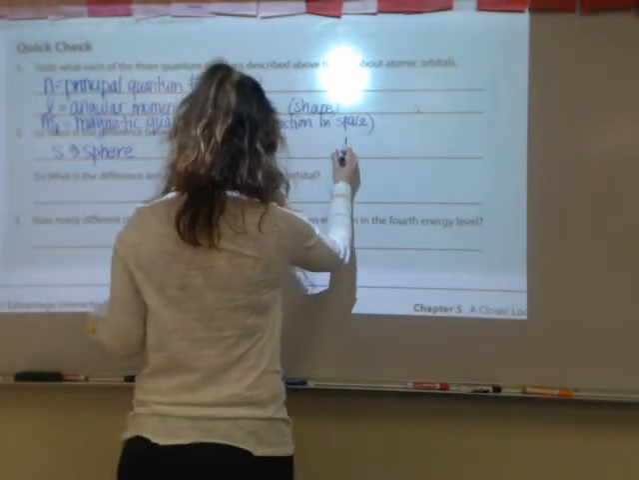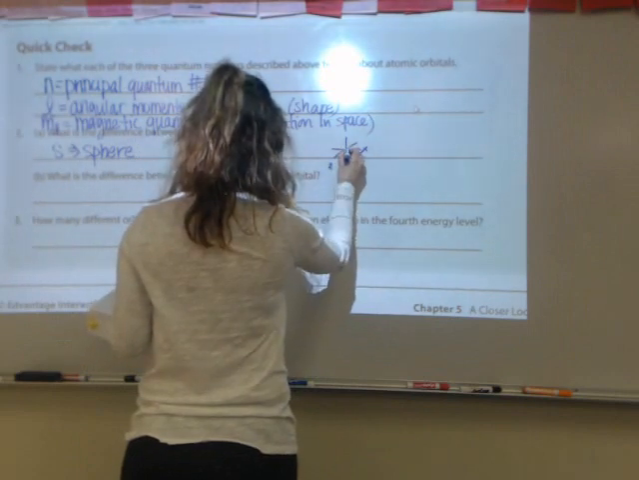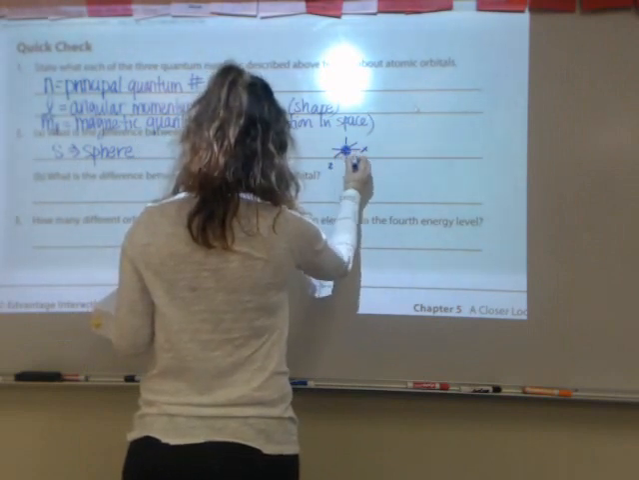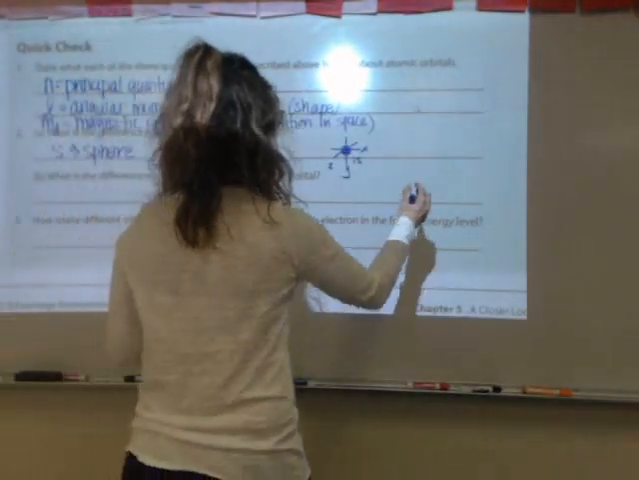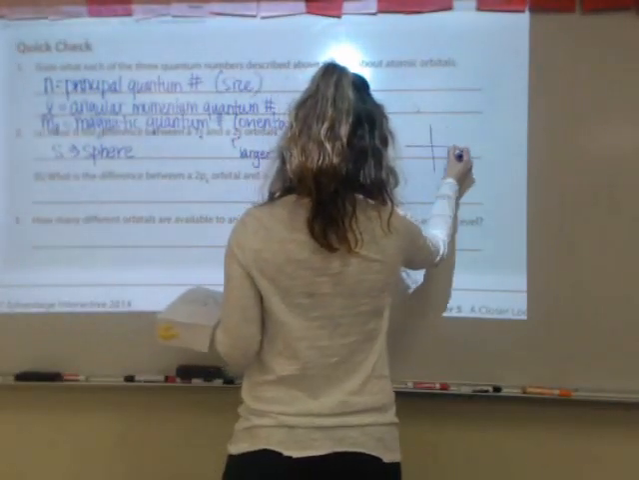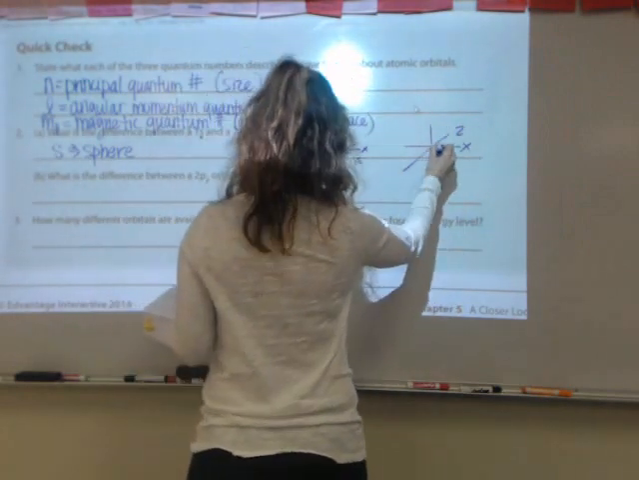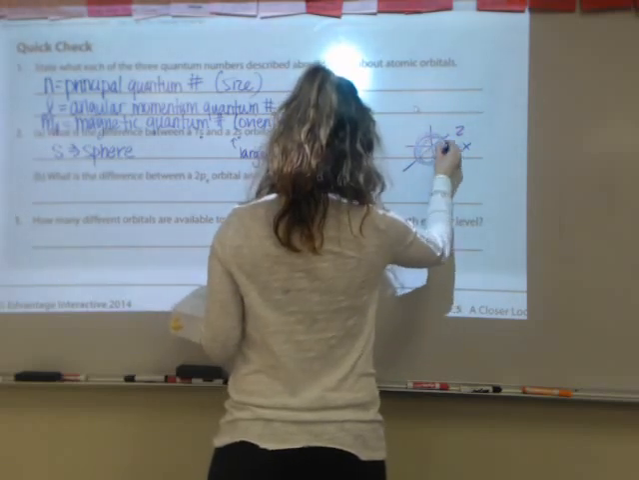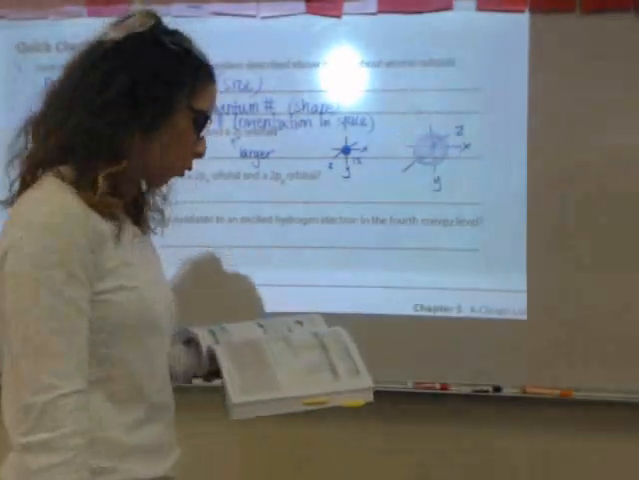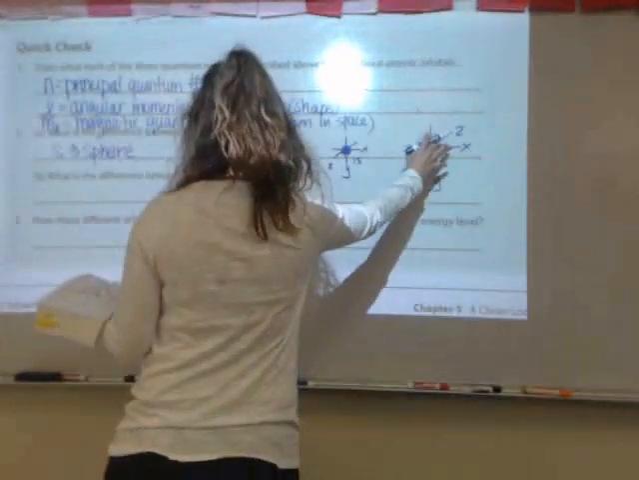So what I mean by that is, if I'm looking here, this is my x, y, and z axis. If I'm looking at a 1s, it might look like this. So the electrons would be there, close to the nucleus. But if I'm looking at the 2s orbital, this is going to be a much larger sphere. So that means that the electrons are going to be further away from the nucleus, and this will be larger.